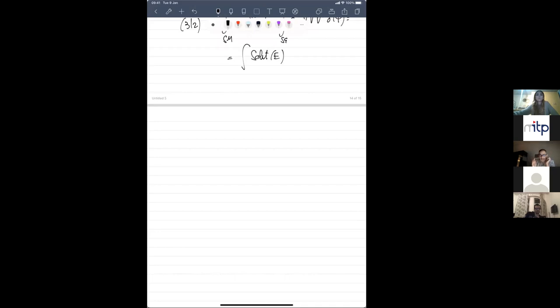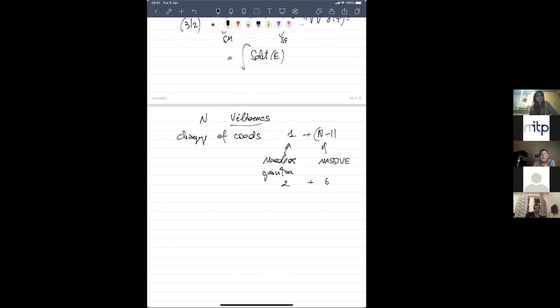Let me repeat the situation. We have n vielbeins, and then you just do a change of coordinates. This gives you 1 plus n minus 1: one massless graviton, which is the usual graviton, and these are massive gravitons. If you do it in four dimensions, the massless graviton gives 2 degrees of freedom, but if you do it naively, you get 6 degrees of freedom for each massive one, times n minus 1. But six is not the correct number of degrees of freedom for a massive graviton, because it must be five in four dimensions.